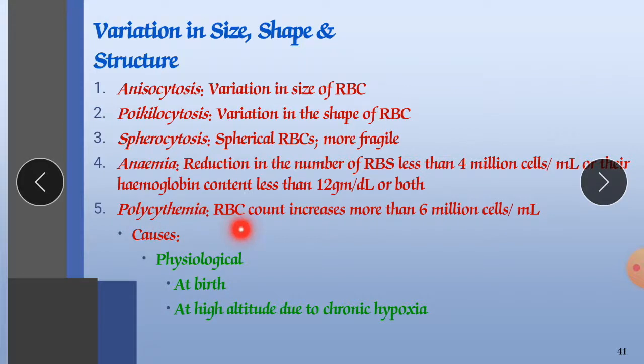Next important term is polycythemia. It is nothing but the RBC count increasing to more than 6 million per ml. So it is a condition when our RBC count becomes too much, meaning the blood becomes too viscous due to the increase in RBC count. It can occur by various causes like physiological, at birth, at high altitude due to chronic hypoxia. What is hypoxia? Hypoxia is a condition when our oxygen carrying capacity is declined. Our oxygen level in our blood is declined. That condition is called hypoxia.